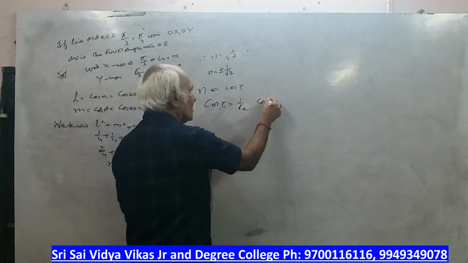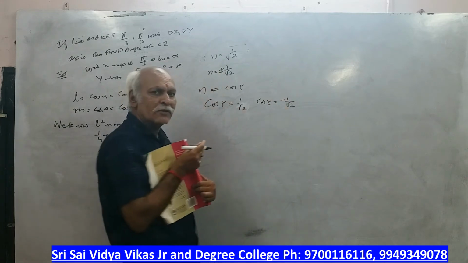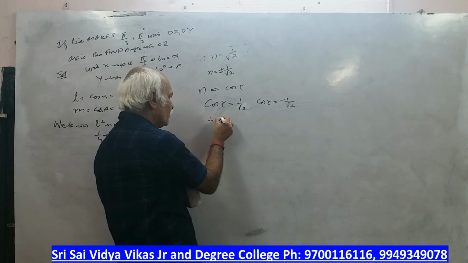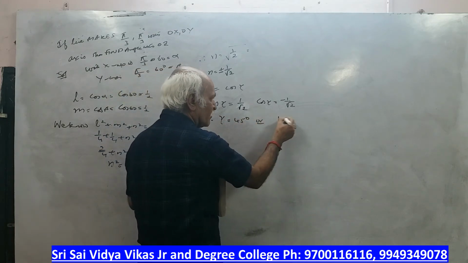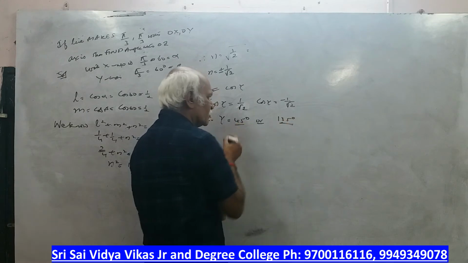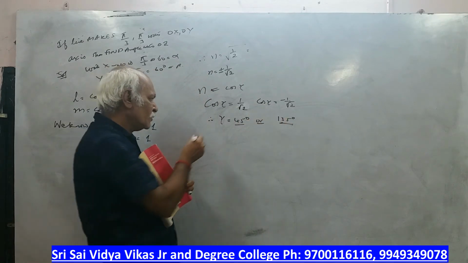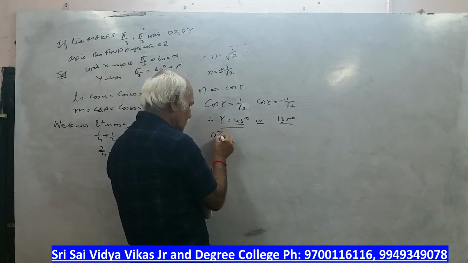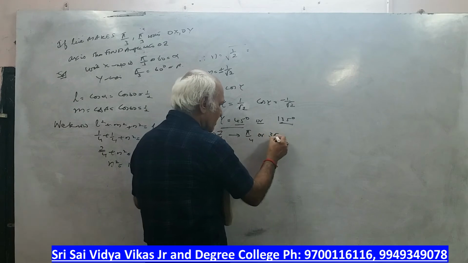And cos gamma is equal to minus 1 by root 2. So for what angle of cos do you get 1 by root 2? 45 degrees. Therefore gamma is equal to 45 degrees or 135 degrees. In trigonometry you will learn how it comes. So what is the angle? 135. Therefore with OZ, what are the angles? Pi by 4 or 3 pi by 4.